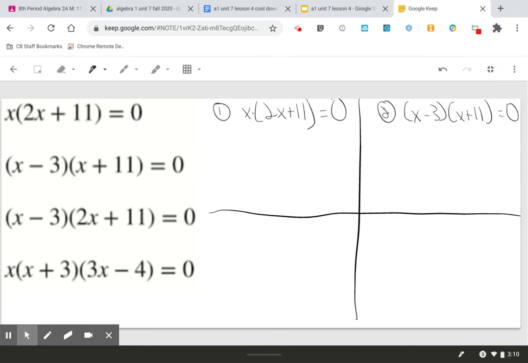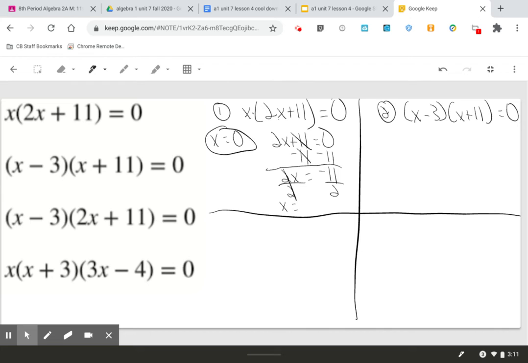So I take this factor here, 2x plus 11, and set that equal to 0. And then I take also the first factor and set that equal to 0. Well, setting that equal to 0, I already have one of the solutions. So to find the second solution, I'm going to set this equal to 0 and solve for x. So I'm going to start by subtracting 11 from both sides. So I have 2x equals 0 minus 11, so that's negative 11. And then I'm going to finish it off by dividing both sides by 2.